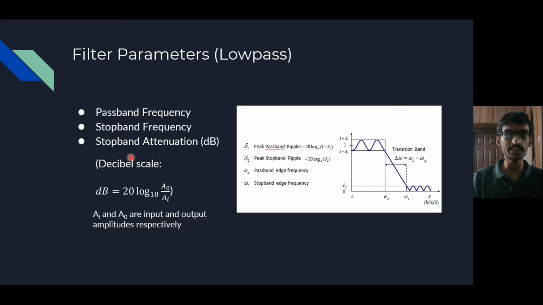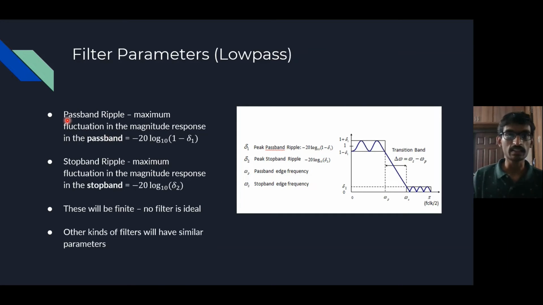Stop band attenuation of a filter, measured in decibels, is the extent to which the frequencies above the cutoff are attenuated, and the decibel scale is defined as follows: dB is equal to 20 times log to the base 10 of AO by AI, where AI and AO are the input and output amplitudes of the signal respectively.